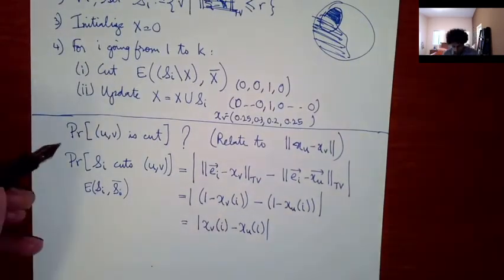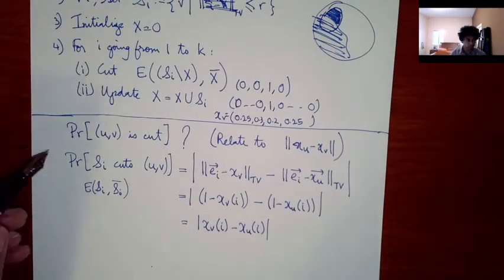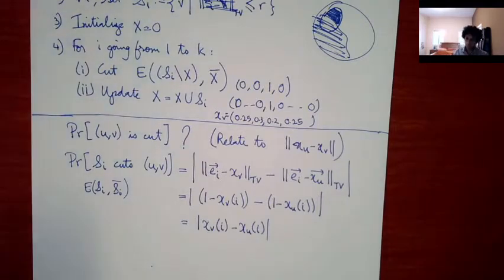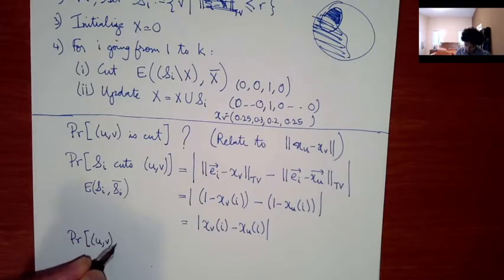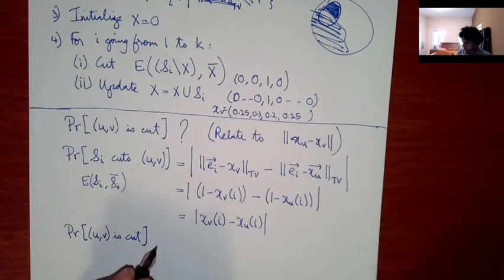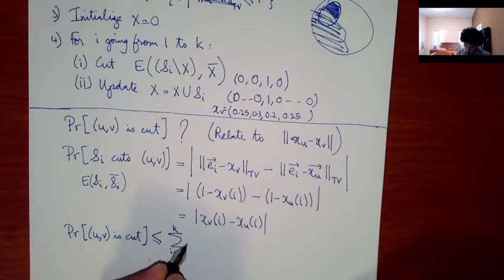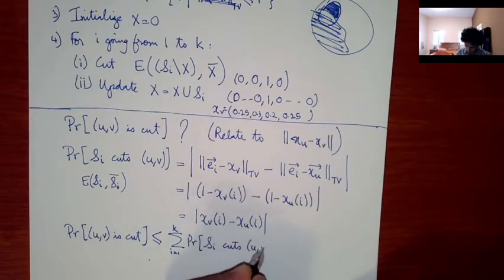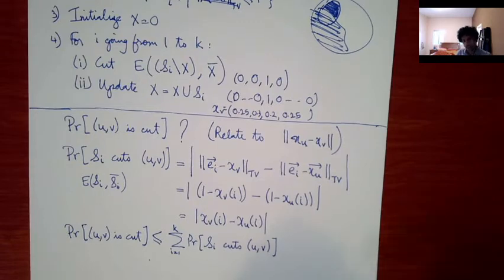Now using this, this is not going to give a 3/2 approximation. But using this, can you tell me what is the probability that UV is going to be cut? Just by union bound, this is at most the summation over I going from 1 to k of the probability that SI cuts UV. So that's the total variation distance between XU and XV. Is it the total variation?